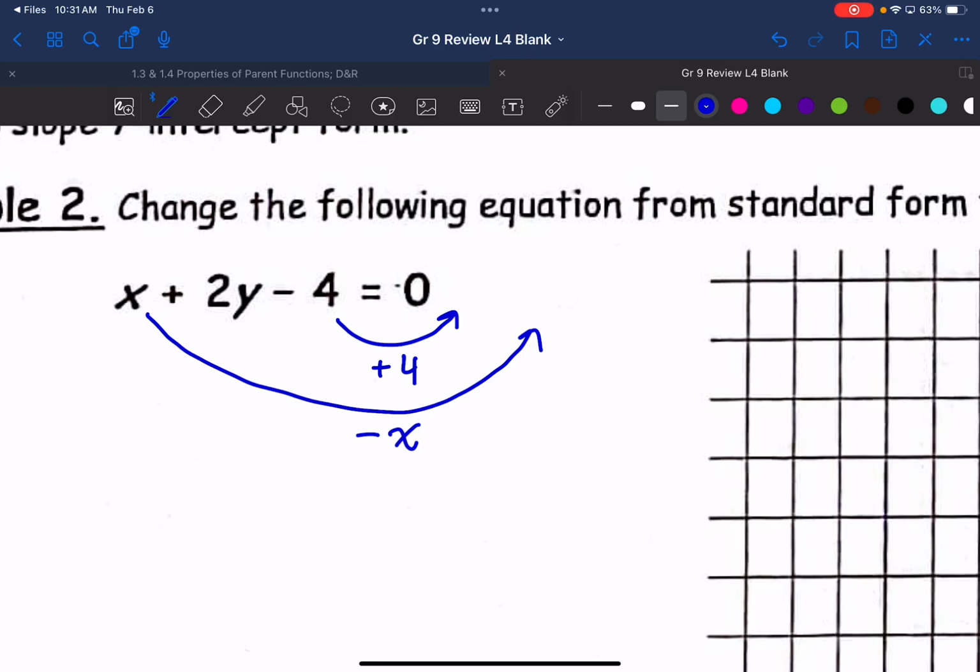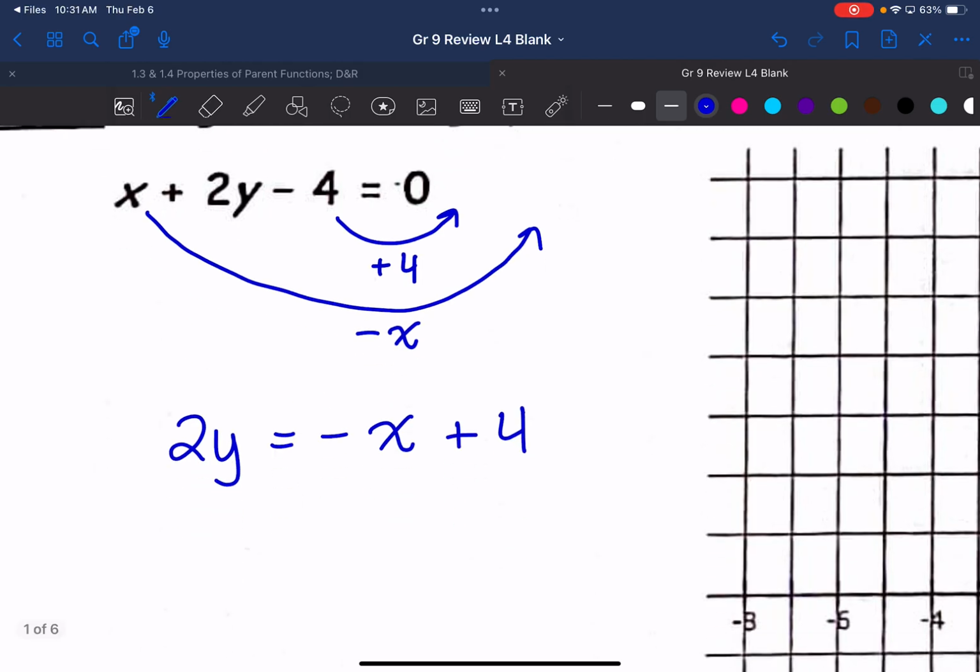So now I've just got 2y is equal to -x plus 4. I've got y by itself, but I don't have y exactly. I've got 2y. So my last step is I need to get rid of that 2. And we said if it's attached by multiplication, the only way to undo it is division, right? We have to divide it. So I'm going to divide both sides by 2.